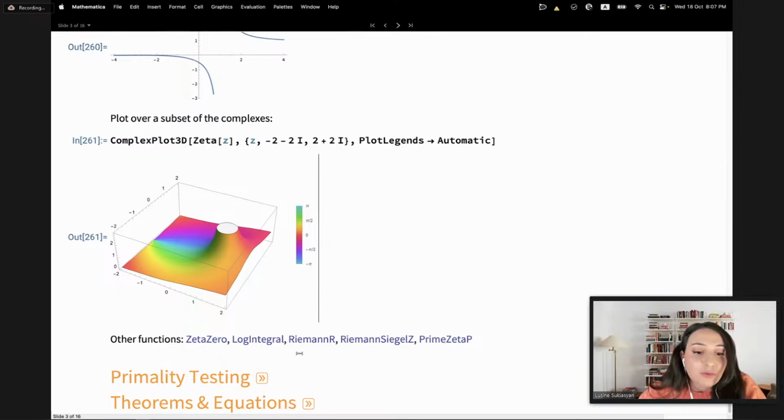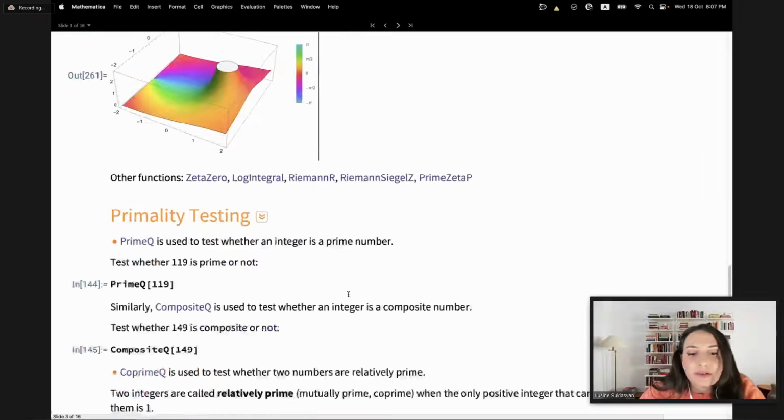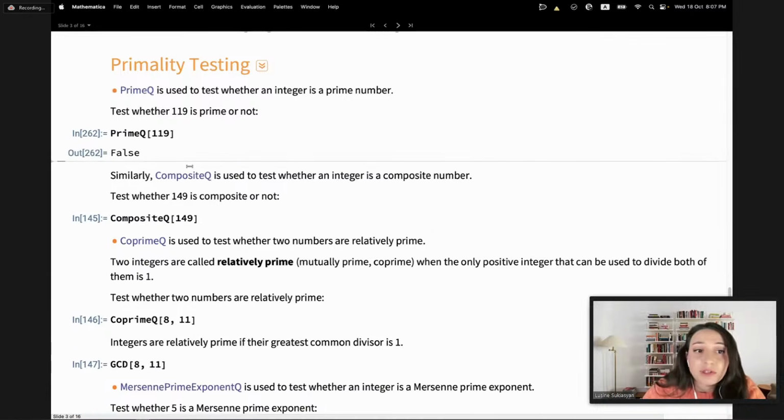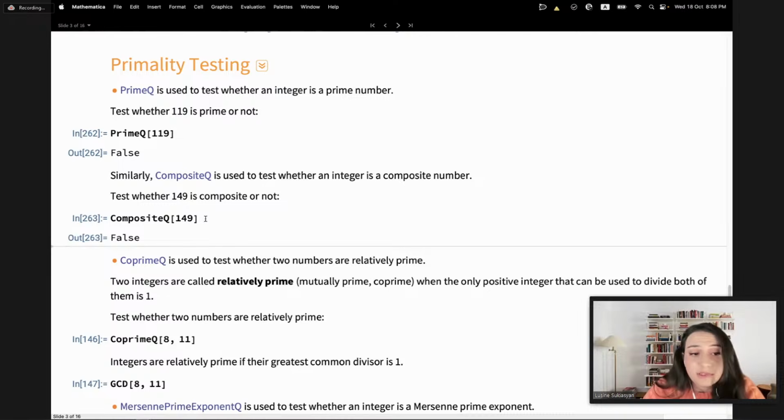So the next category is, again, a very important category of functions, primality testing. PrimeQ is one of the functions, and as you can guess, PrimeQ is used to test whether an integer is a prime number or not. So, for example, we can test whether the number 119 is prime or not by simply doing this, and false, it's not a prime number. Similarly, CompositeQ is used to test whether an integer is a composite number. So we can test whether 149 is composite or not by simply doing this, and this gives you false. So that's not a composite number, that's a prime number.